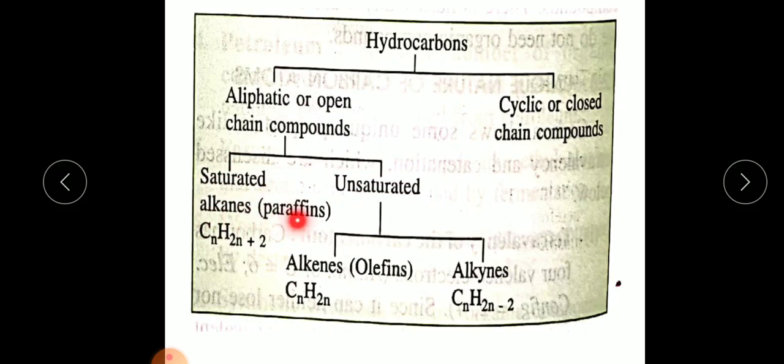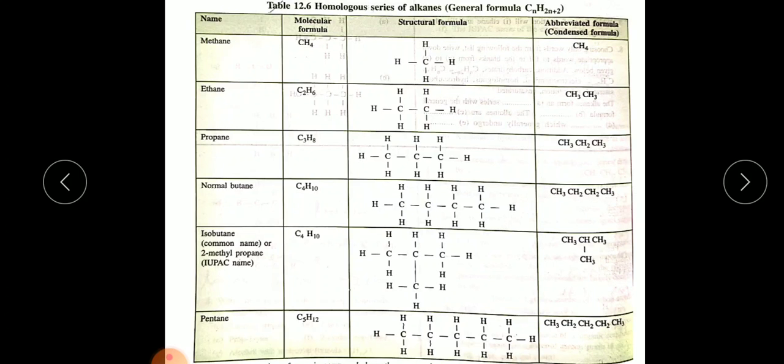Saturated hydrocarbons, also known as paraffins because they are less reactive, have the general formula CnH2n+2, whereas unsaturated means the hydrocarbons which have a double bond or triple bond: alkenes and alkynes. Alkenes have the general formula CnH2n, and alkynes have CnH2n-2. So this is the general idea about the hydrocarbons and their classification. Now we'll focus on alkanes first.